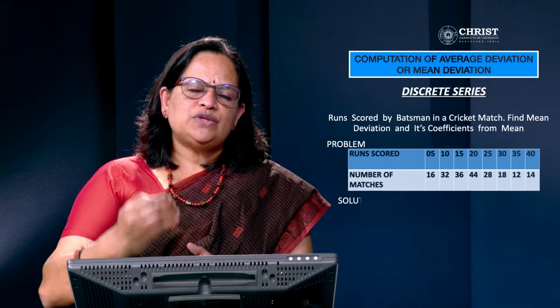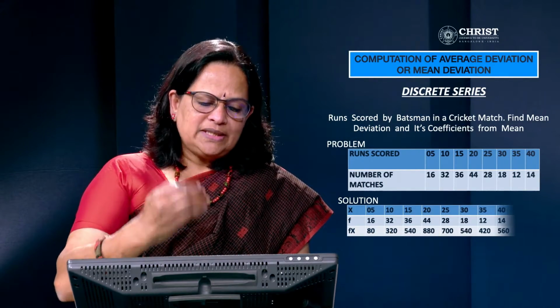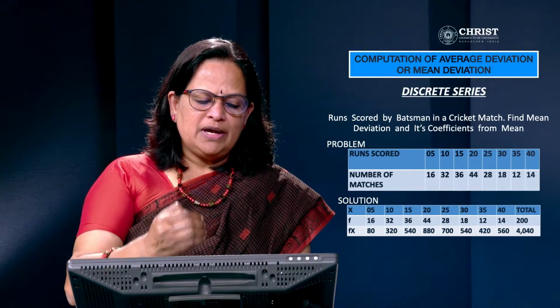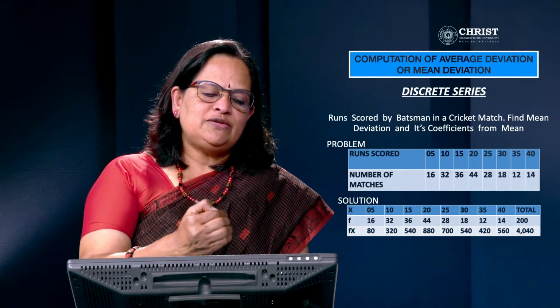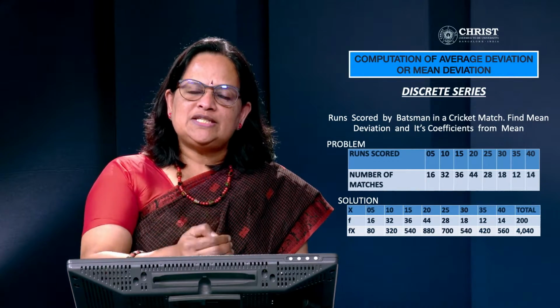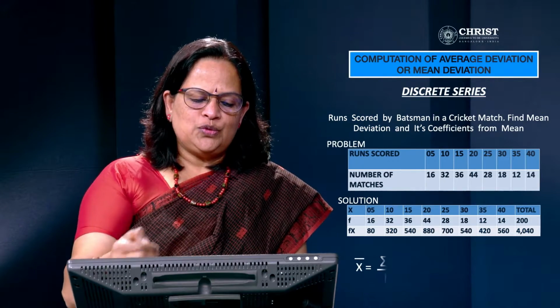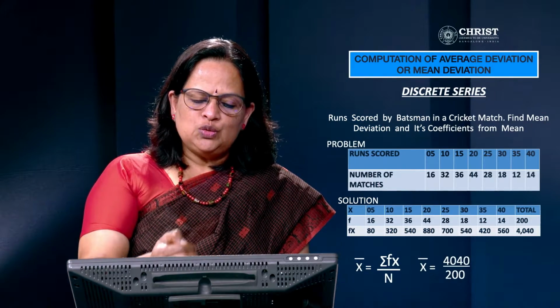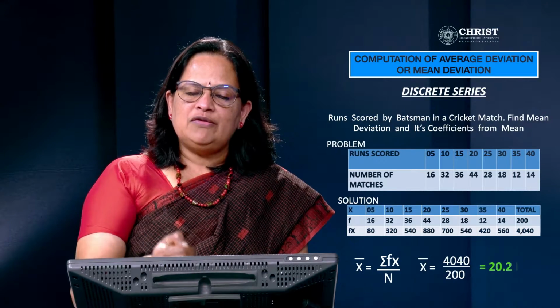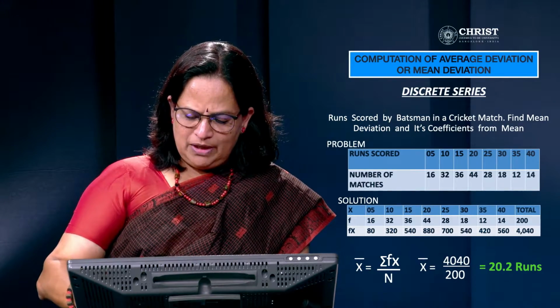First, we have to calculate the mean value. Mean is sigma fx by n. The x values are multiplied by frequency values to get the fx values. Take the total of fx values and substitute the values in the equation. The table gives the values, and substituting, we get 4040 divided by 200, which is equal to 20.2 runs. That is the mean value.